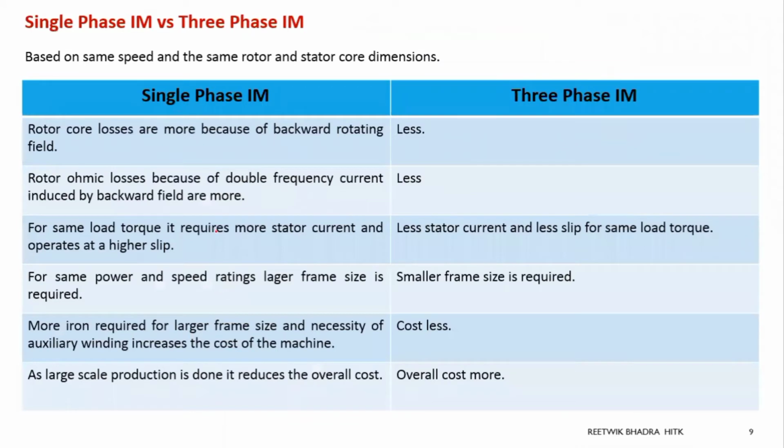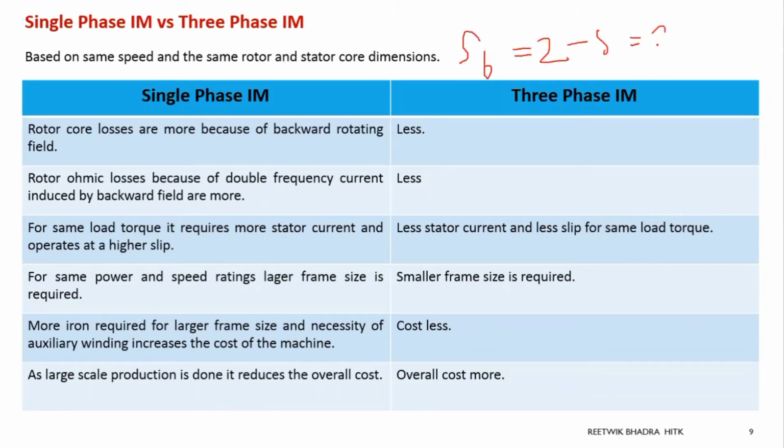And what are the other differences? These are all constructional differences. You can go through it. If the motor is of the same speed and same stator and rotor dimension, the rotor core losses will be more because there is a backward rotating field created. And because of the double frequency current, the rotor ohmic loss will be more. Why am I saying double frequency current? Because you have seen that Sb was equal to 2 minus s, right?